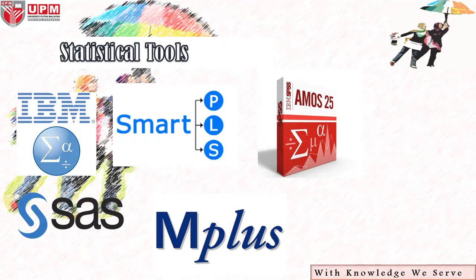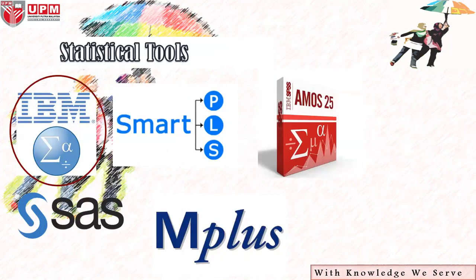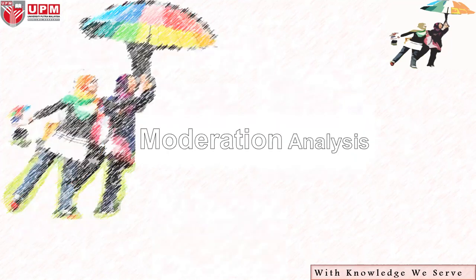Okay, so these are the statistical tools that we can use to run the moderation analysis. So the statistical tools are similar to what we can use when we want to run the mediation analysis, sama. Okay, we can run the analysis in IBM SPSS, Smart PLS, AMOS, Mplus, SAS and so on. But for our case, we will use IBM SPSS. Okay, so moderation analysis.